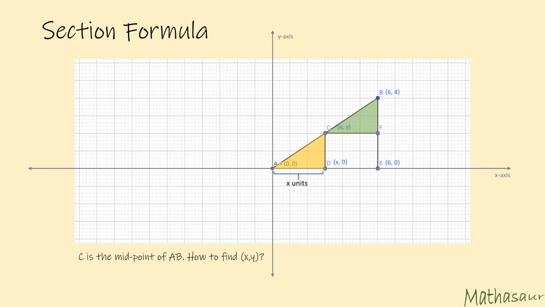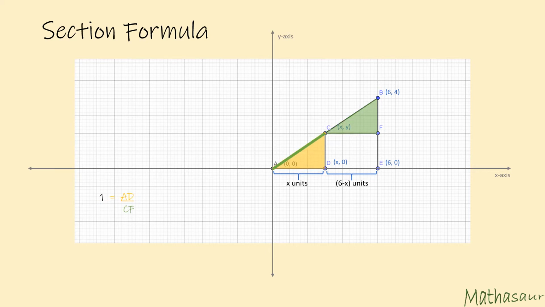We can see from the figure that AD would be equal to x units, right? Because D corresponds to the x coordinate of point C. Similarly, we can see that segment DE would be equal to 6 minus x units. Again, let us look at the x-intercepts. Now, since these two triangles are similar, we can say that the ratios of the corresponding sides would also be the same. So, AC by CB would be equal to AD by CF.